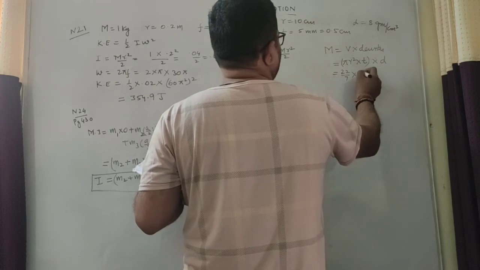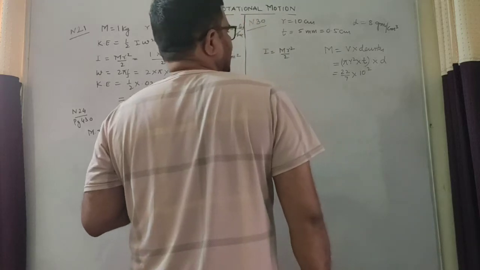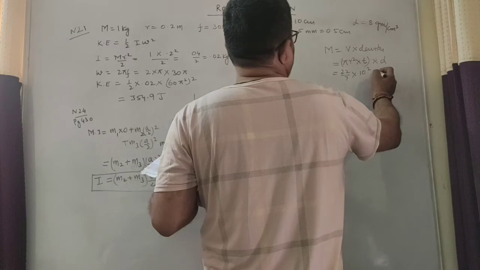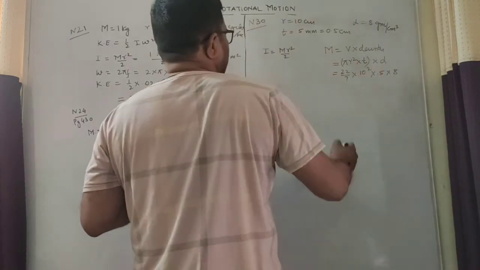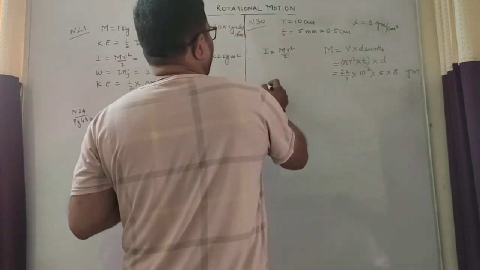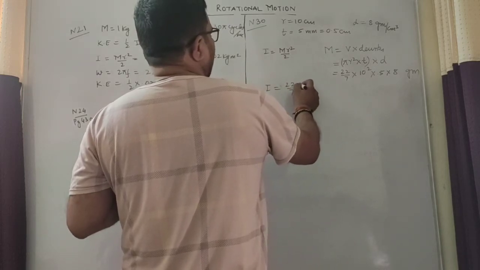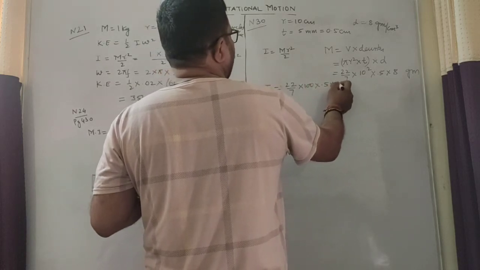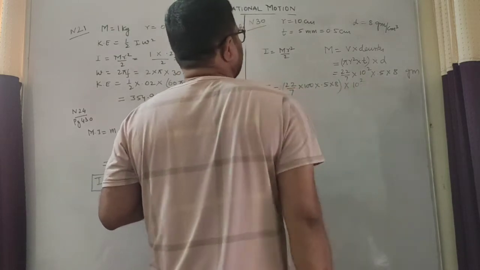R is... I am not converting the units, because at the end you can change the unit. So mass is pi r square into thickness 0.5 into density 8, which will be in gram. So I can now be calculated as 22 by 7 into 10 square, that is 100, into 0.5 into 8. This is mass, into r square, that is 10 square.